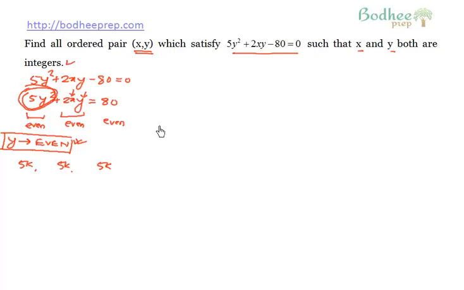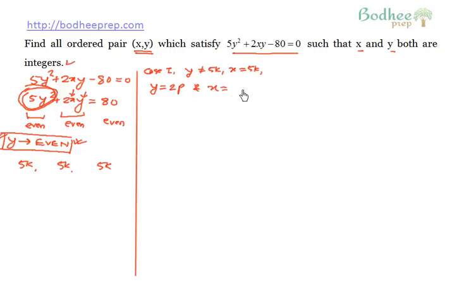So let us take these two cases one by one. I am taking case 1, where y is not a multiple of 5, in fact x is the multiple of 5. So I am taking that y is not a multiple of 5 but x is a multiple of 5, and y has to be even in both the cases. So let me assume that y is equal to 2p for some integral value of p and x is equal to 5q for some integral value of q.